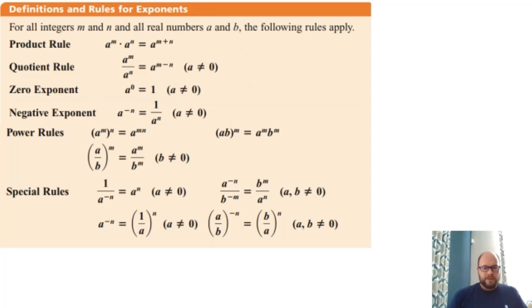So these are all of the rules that we just did, all summed up together. So we have our product rule, our quotient rule, our zero exponent rule, our negative exponent rules, our power rules, and then those other special rules there are actually just more exponent rules. Now notice, every single one of these rules, when we have a variable on the bottom, says that the number can't be 0. That's because, again, if we had a 0 in the denominator, we get something that's undefined. So again, there are those restrictions anytime we deal with any fractions.